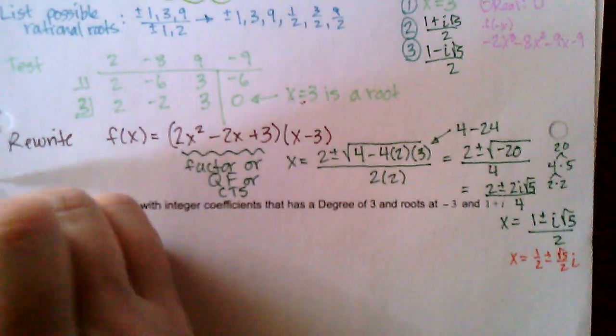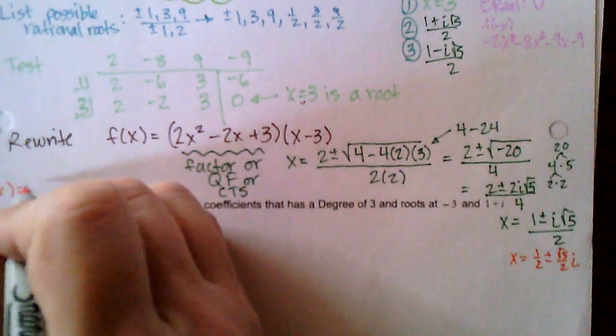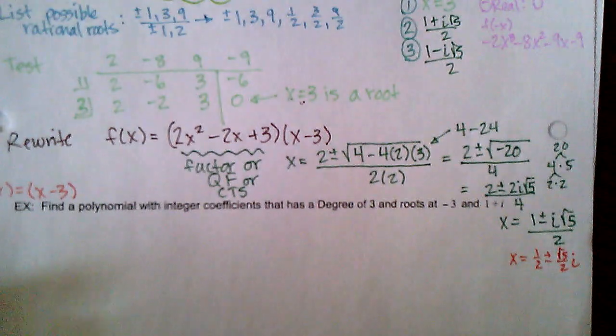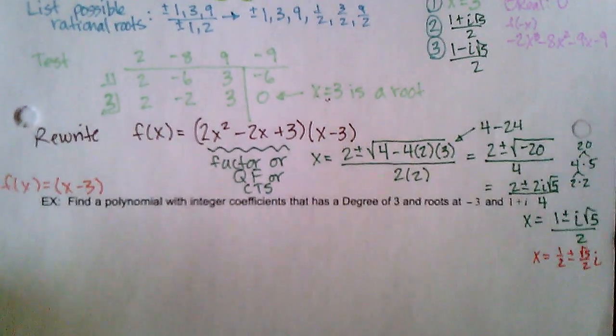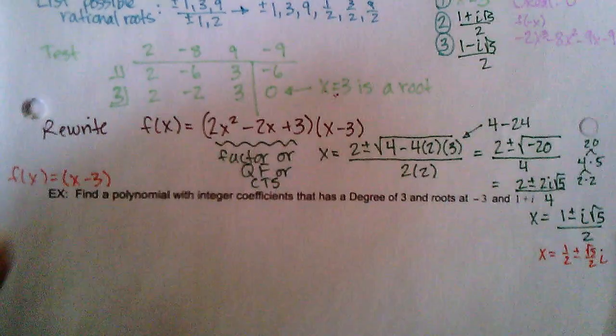And then we would factor it as x minus 3. I'm having problems with disk space, so if this is a little bit weird, I apologize.